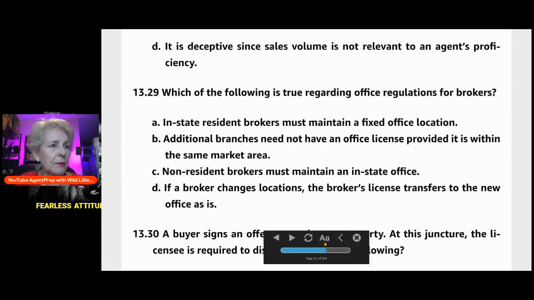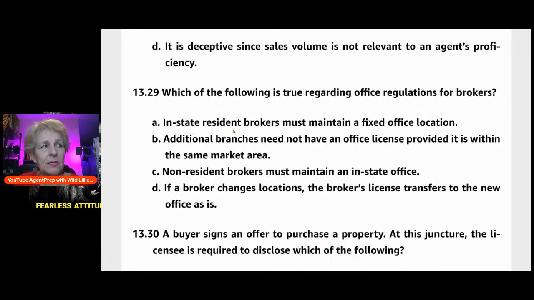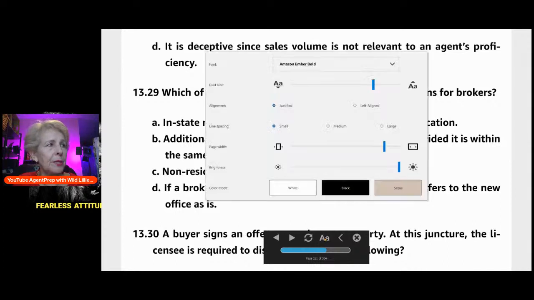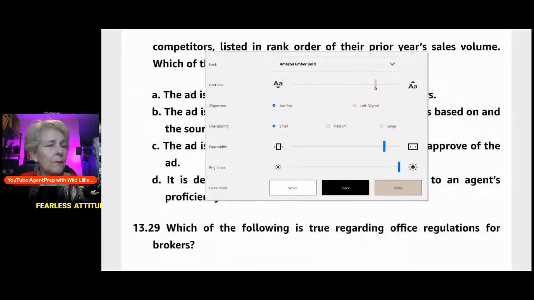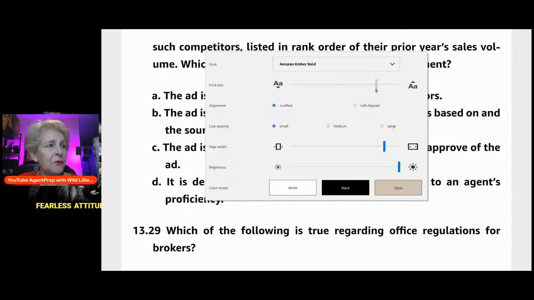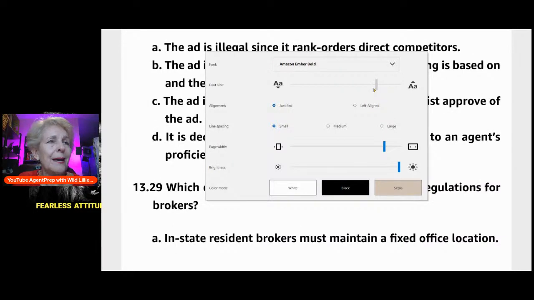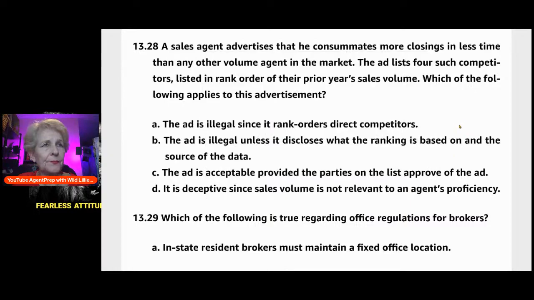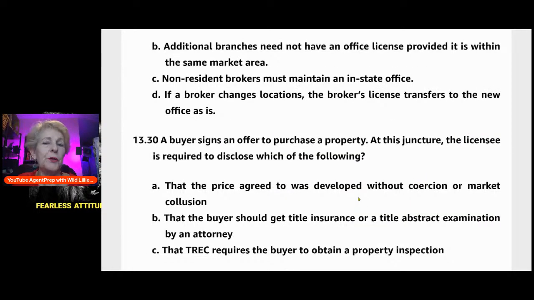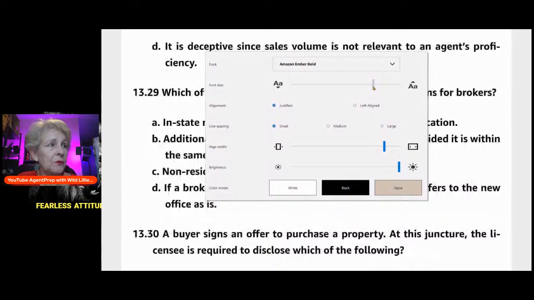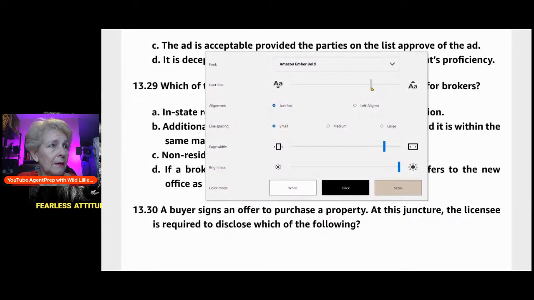All right, number 30. But to practice here, we have an in-state office, okay? In-state resident brokers must maintain a fixed office location, even when it's a virtual company. And nowadays, there's quite a few virtual companies. I mean, not as many as brick and mortar companies, if you're wondering what the difference is. Brick and mortar is when you go to an office building. Virtual office, it's a cloud-based company, is we don't go to an official office every day.